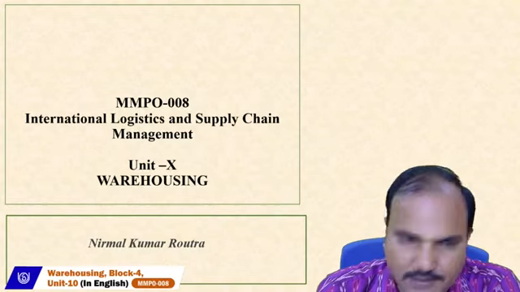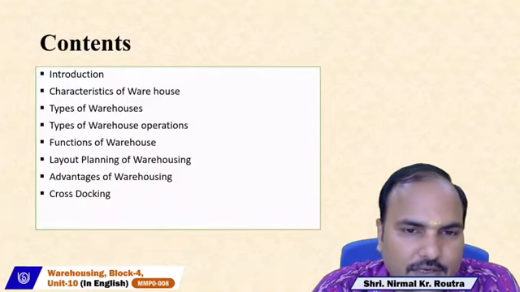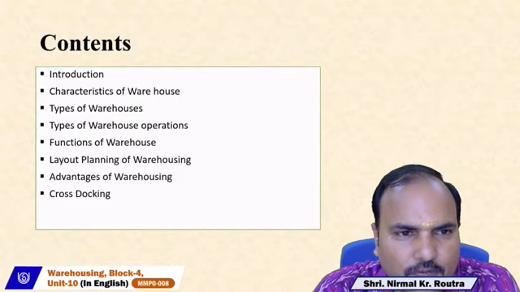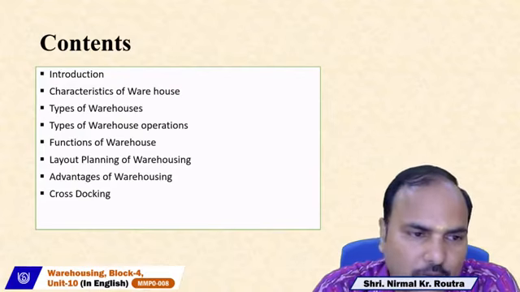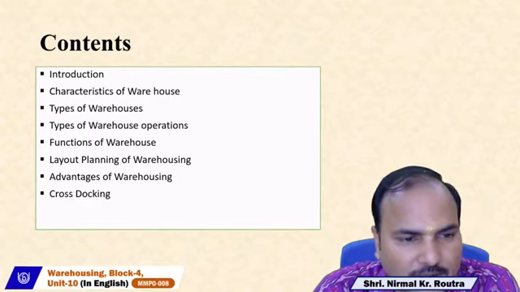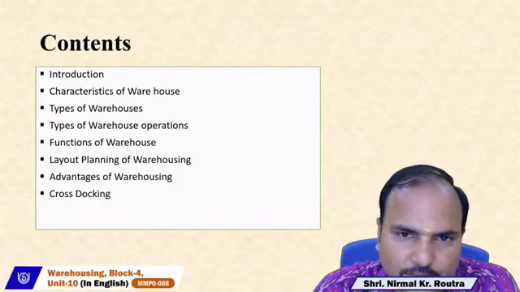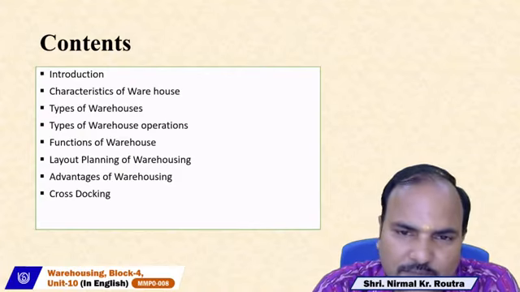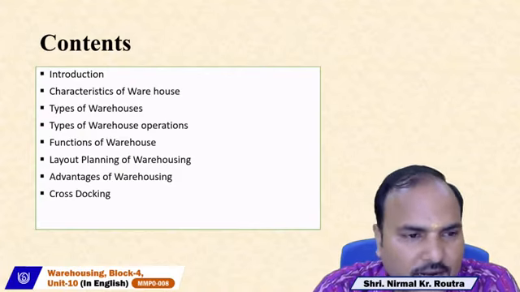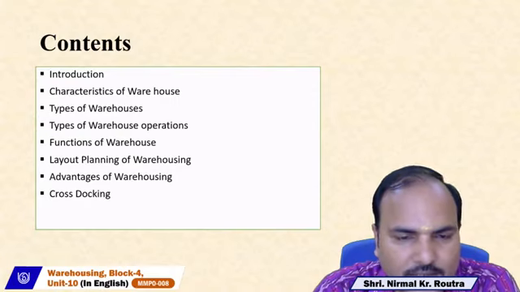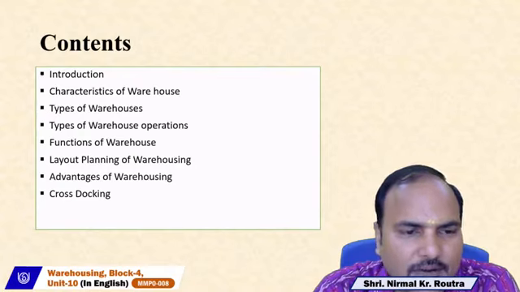So in this unit we will discuss the introduction, characteristics of a warehouse, the different types of warehouse, then types of warehouse operations, then functions of warehouse, layout planning of the warehousing, advantages of the warehousing, and cross-docking. So after completion of this chapter or unit, you will be able to understand all these above points. And at last, I will discuss some small caselets for better understanding of this unit.